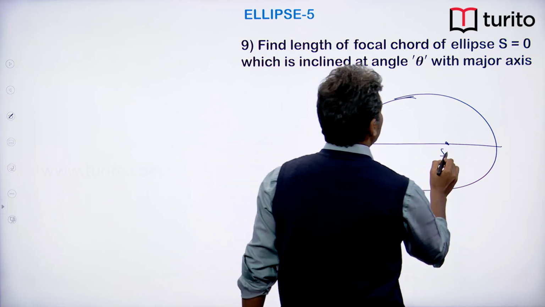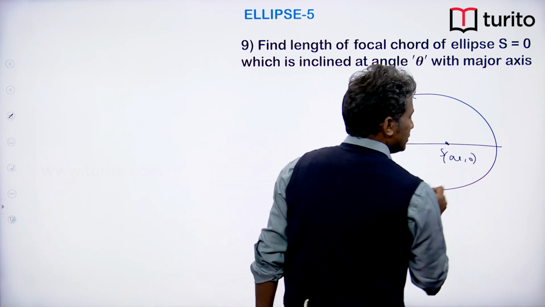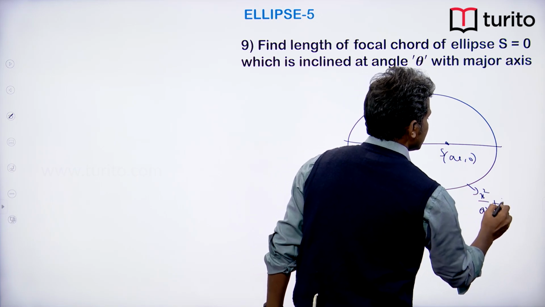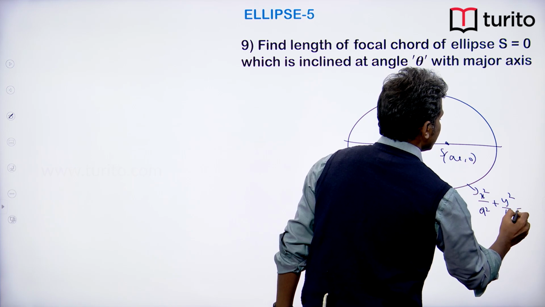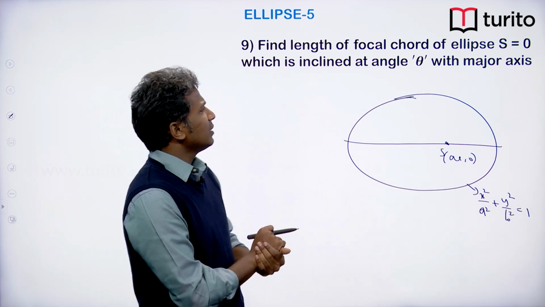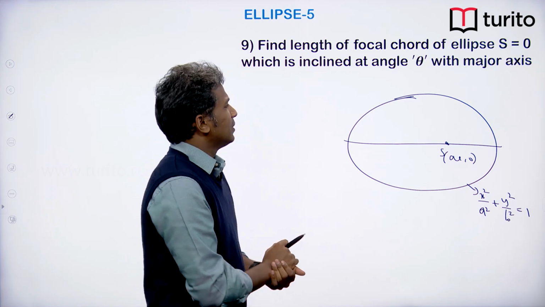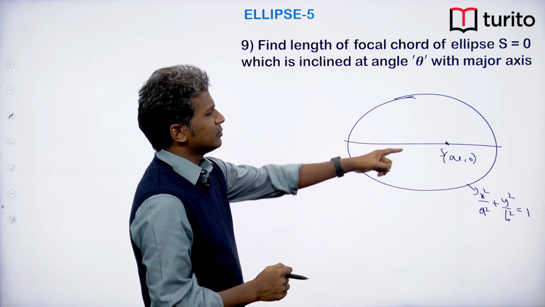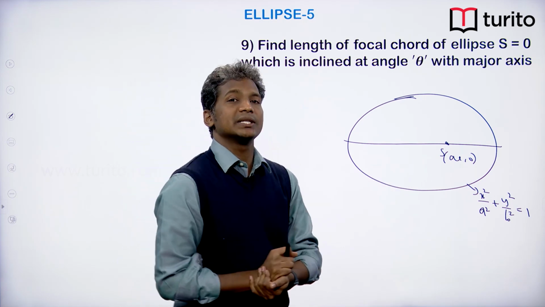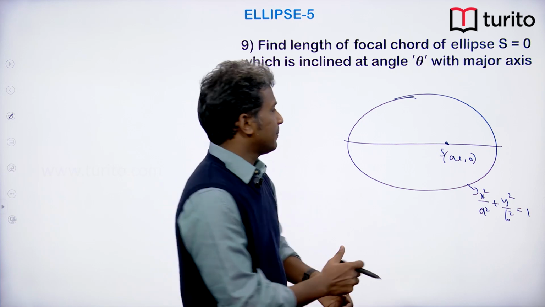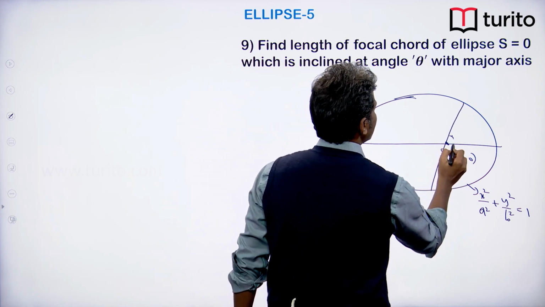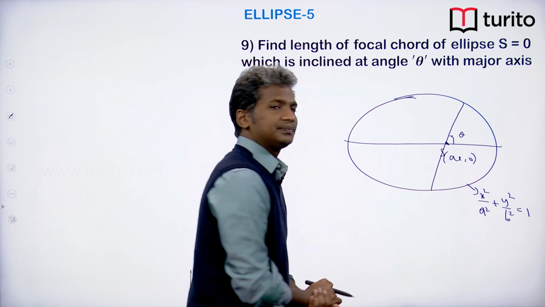So here this point is (ae, 0). You know the standard equation of the ellipse, which is x square by a square plus y square by b square is equal to 1. Now we want to find the length of the focal chord of the ellipse which will pass through this focus, of course, but making an angle of theta with the major axis, that is the important phrase. So suppose let us say there is one chord here and this is making an angle of theta.